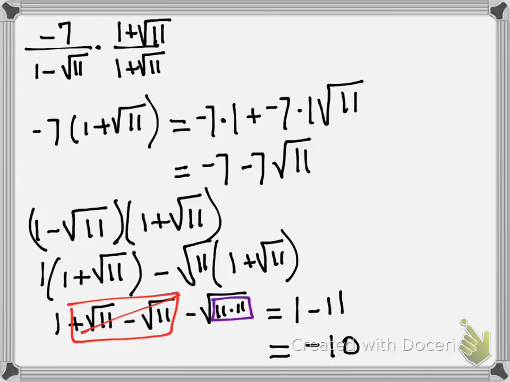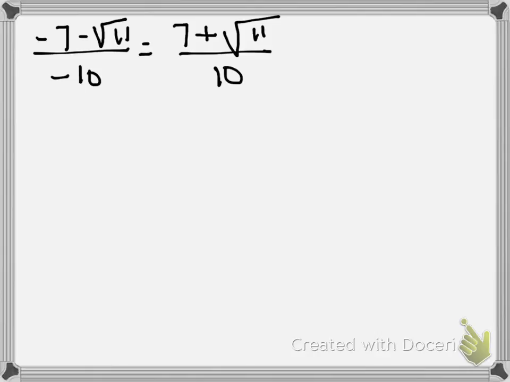Notice that there are no more radical signs, so we're in good hands. So we're going to rewrite the numerator as it is, and negative 10 on the bottom. Since everything has a negative sign, I can factor out and simplify the negative sign. So I get 7 over 10, plus 7 square root of 11 over 10. Which could also be 7 over 10 plus the square root of 11 over 10. But, yes, this is what you end up with.